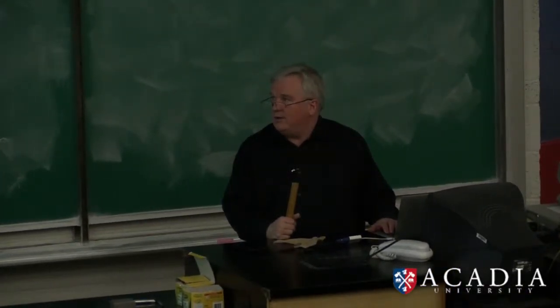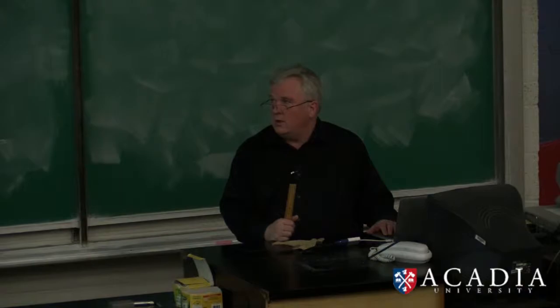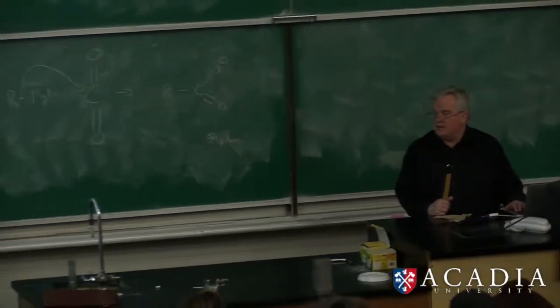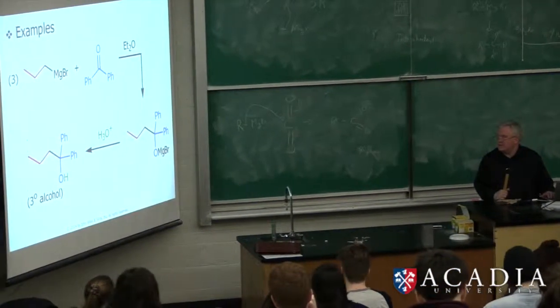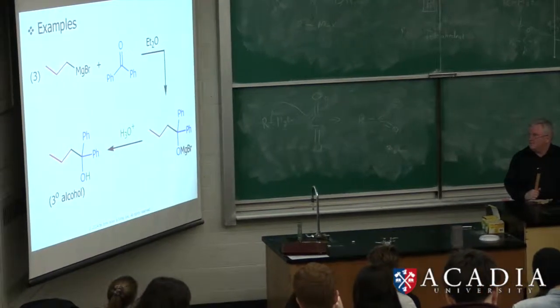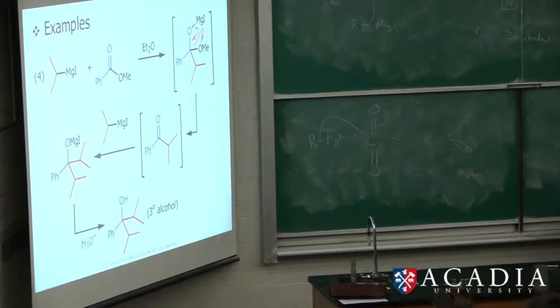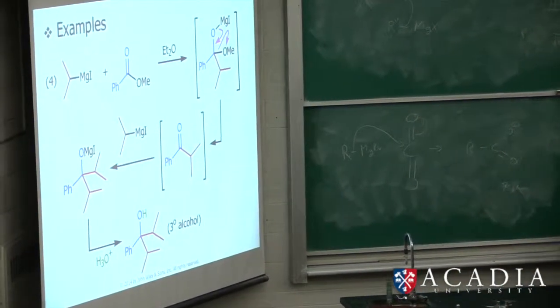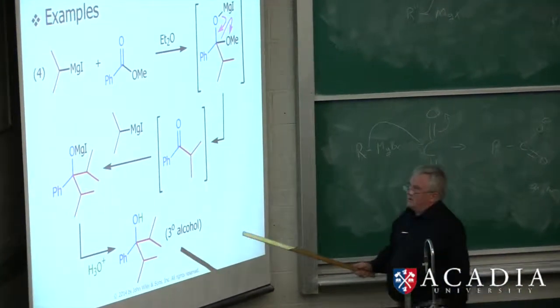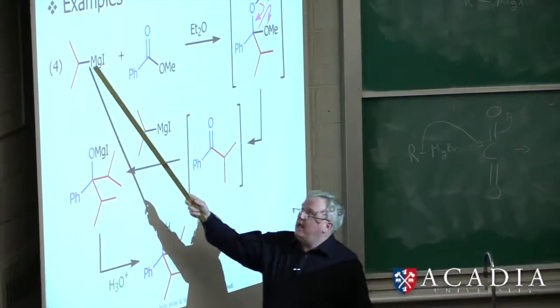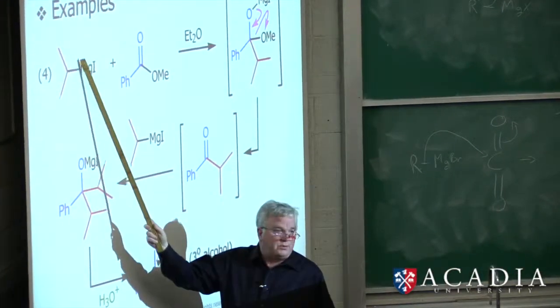Finally, we react a ketone with a Grignard and we get a tertiary alcohol. Here's a specific example. And they then go on to make the ester example. This is a bit of a weird example, but we end up adding this isopropyl group twice.